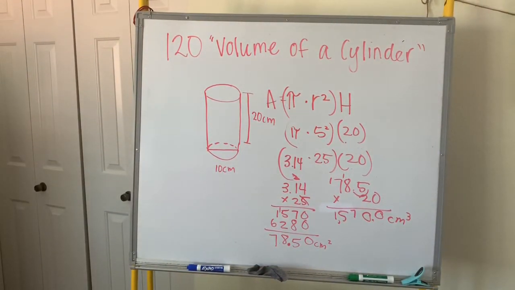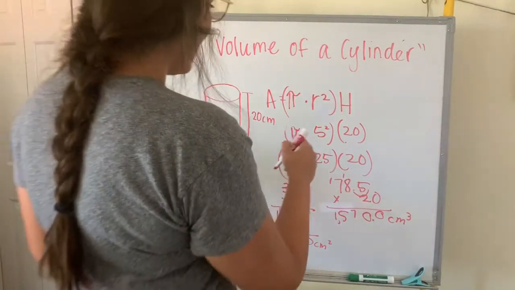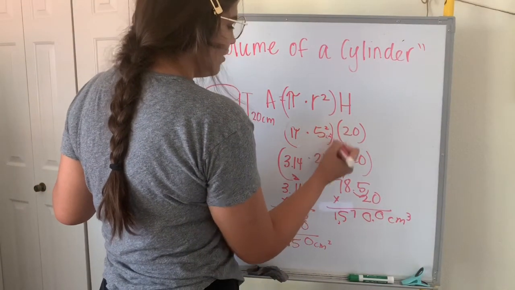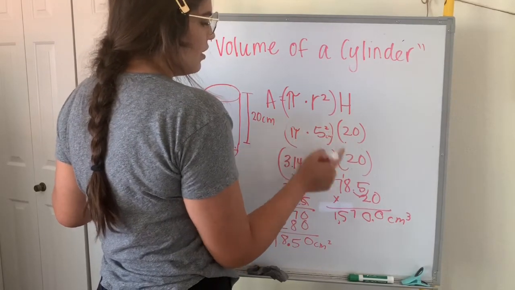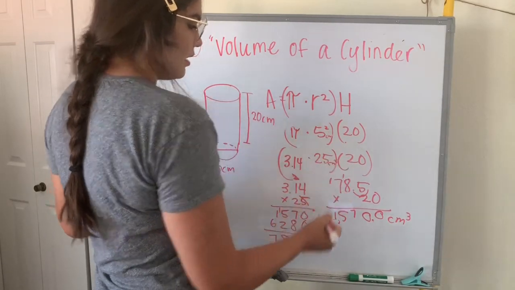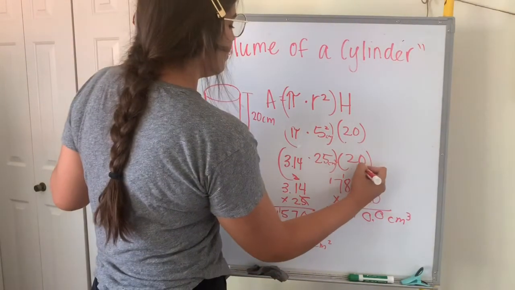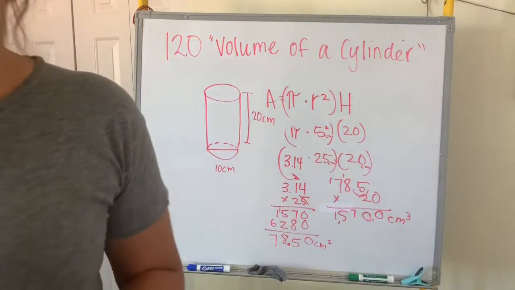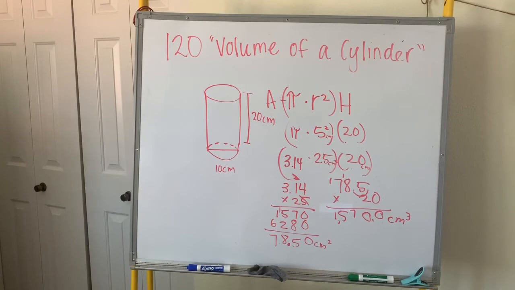1,570 centimeters cubed. Why do I have centimeters cubed? Because when I did 5 centimeters squared, that gave me centimeters squared. And then I multiplied that centimeters squared times another centimeters, and that gave me centimeters cubed.